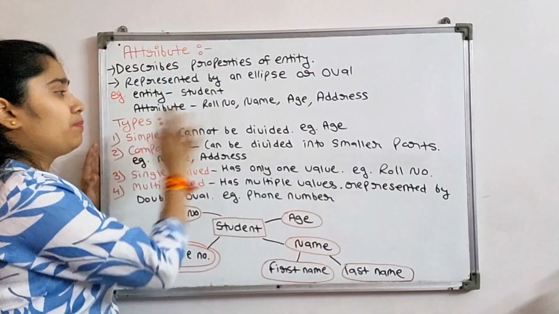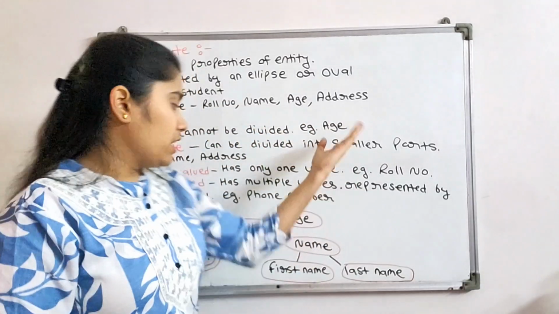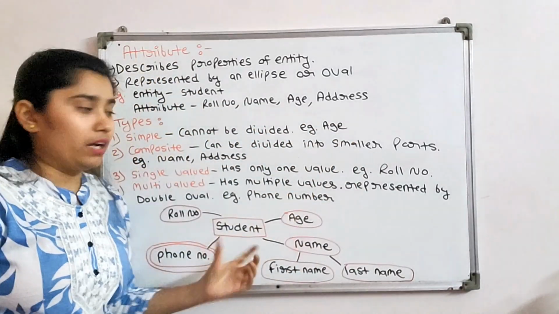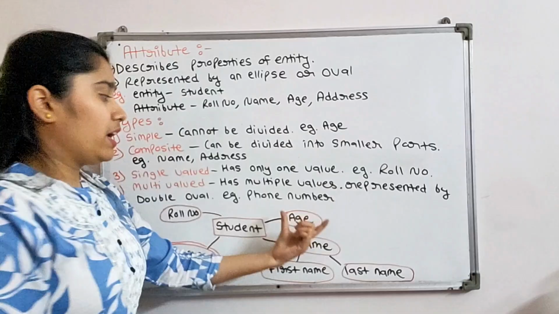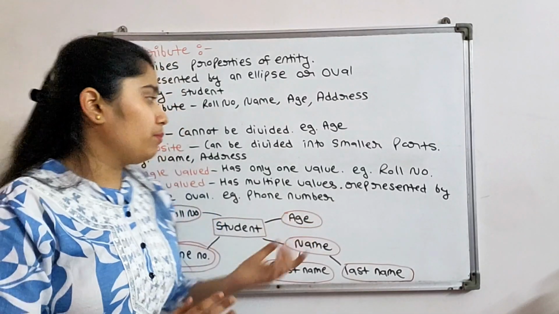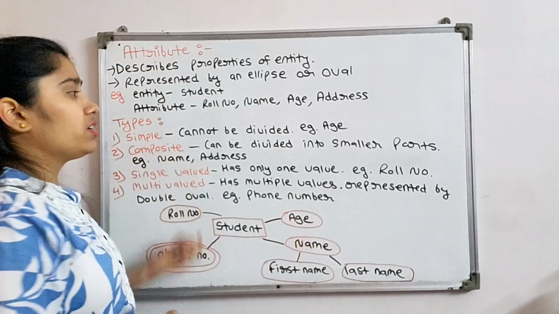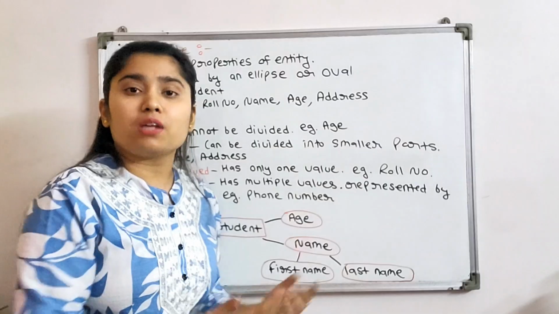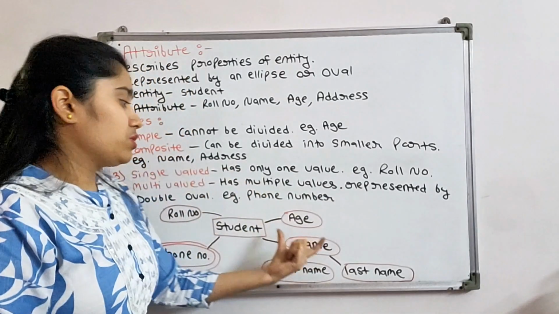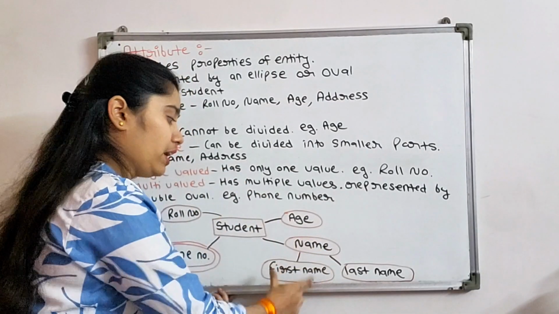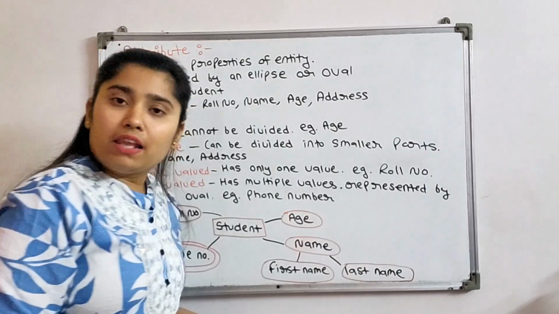Now see, for the simple attribute we have seen the example of age. Here we have an entity, student. So here is age. Age is a simple attribute. Now the composite attribute is one which can be divided into smaller parts. So suppose we have the name of the student. The name can be divided into first name and last name.